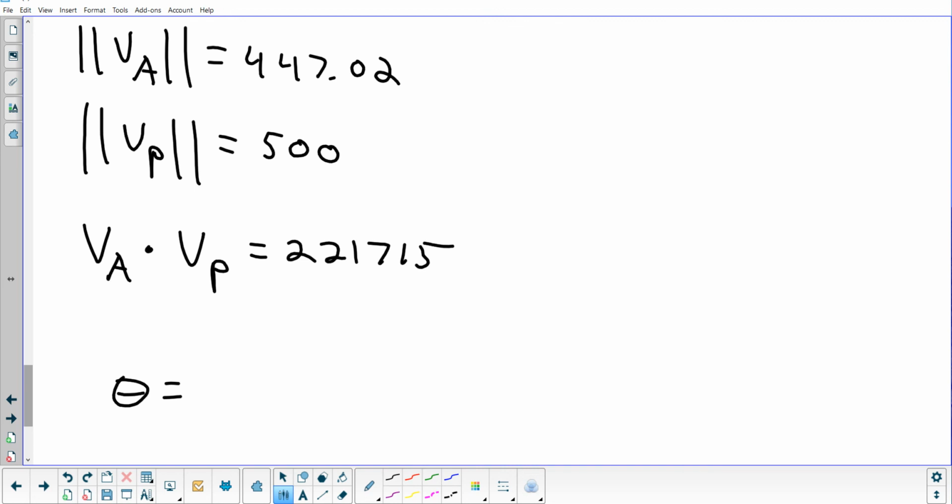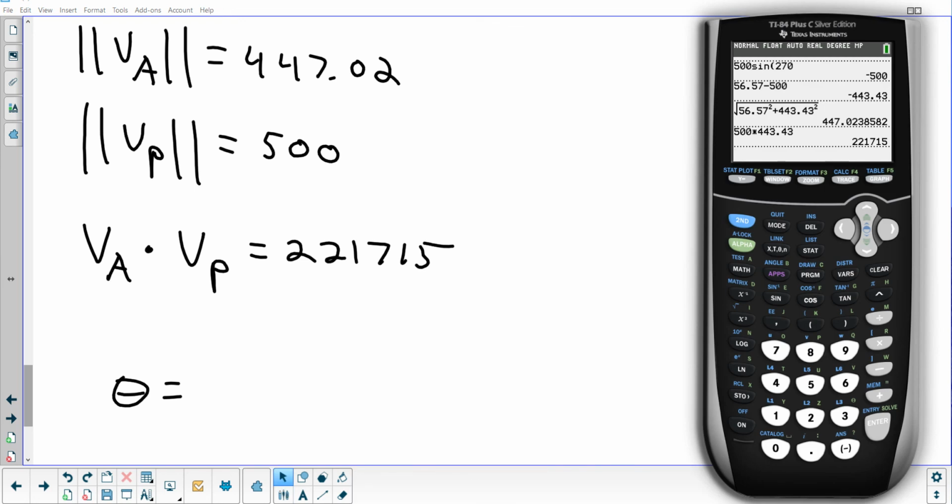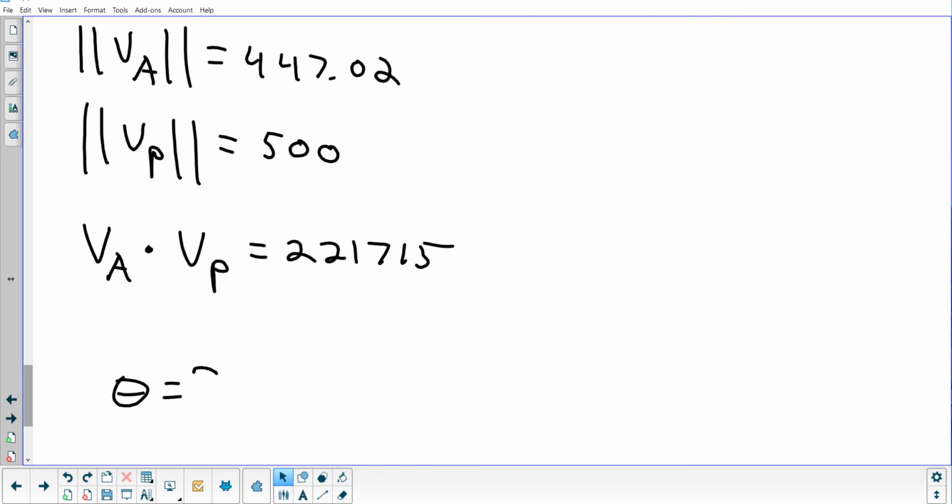And lastly, my angle, use your inverse cosine. Inverse cosine of the dot product, 221.715, divided by the product of the magnitudes, 447.02 times 500. And this should come out pretty small. It should probably be like 20, 25 degrees at most. Or even smaller, okay. So it comes out to about 7.27 degrees.